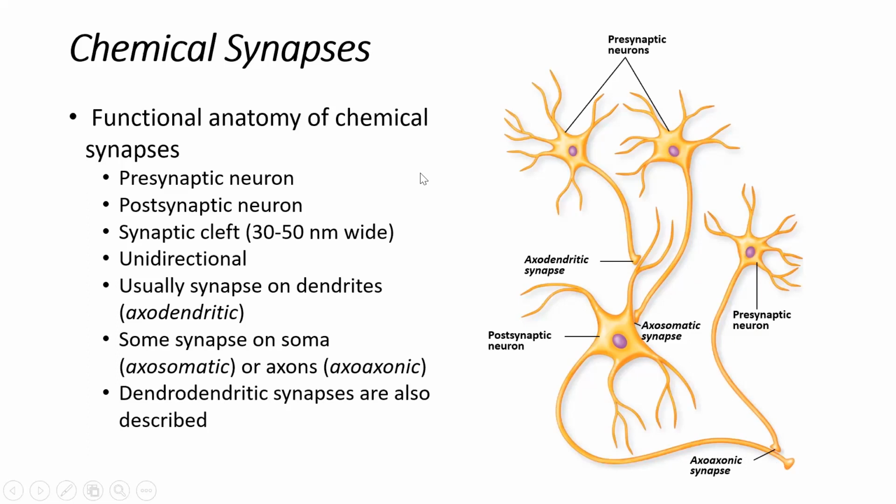The area between the two neurons is called the synaptic cleft. It's usually anywhere from 30 to 50 nanometers wide. So a very small space of communication there. The mode of travel is unidirectional. So the synaptic energy will travel only from the presynaptic neuron to the postsynaptic neuron. And so we usually see the axodendritic, as I mentioned, but we can see other types of connections as well. Dendrodendritic are another very rare type of connection. And this is where two dendrites on two neurons are synapsing or communicating to each other.